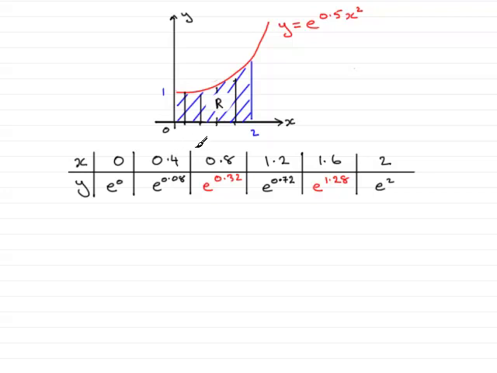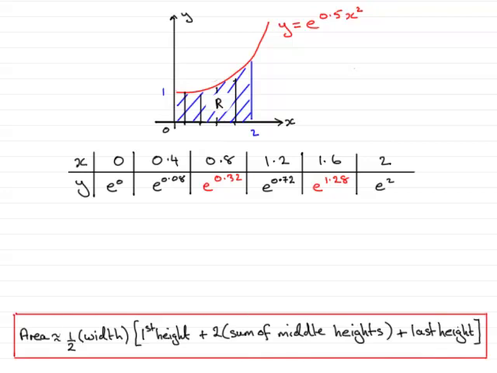So what is the trapezium rule? Well, just as a reminder, the area is roughly half the width of a strip, so the width of a strip is 0.4, all multiplied by the first height, that's that height there, plus twice the sum of the middle heights, so we just need to add these heights together and multiply the whole lot by 2, and then it's plus the last height, that height there. And the heights are given by the y values that you see in the bottom row of the table. So let's get started then.